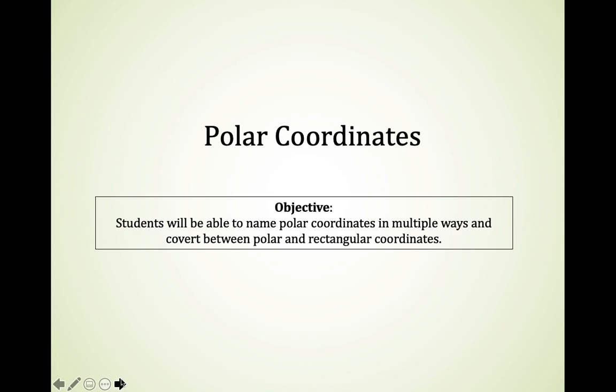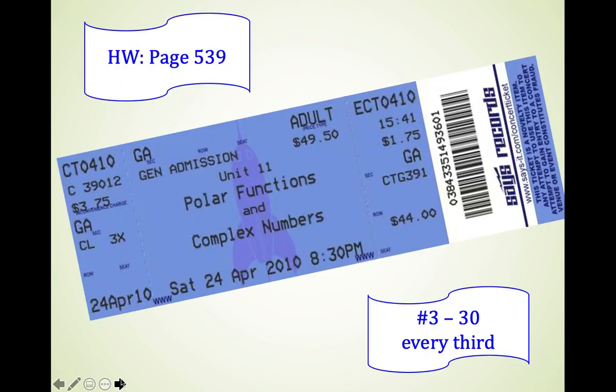So I happened to be, with this COVID, I was going to go to a concert with Mr. Getz, and I had my ticket stub, and look, can't go. And I was going to go to Unit 11, Polar Functions and Complex Numbers. What now?